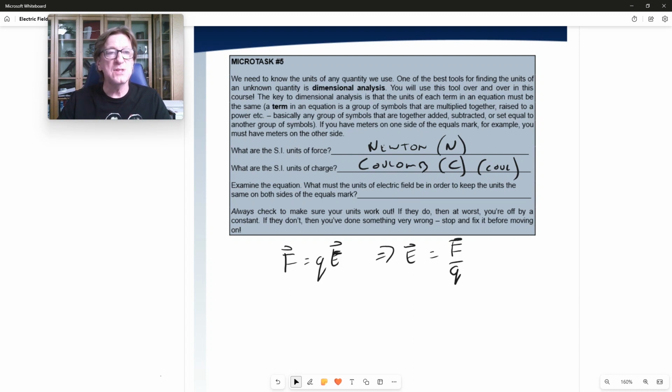So what must the units of the electric field be in order to keep the units the same? Well, now all I have to do is just divide these. That's going to be Newton divided by Coulomb. So the units of the electric field, which we'll be using from here on out, is a Newton per Coulomb.